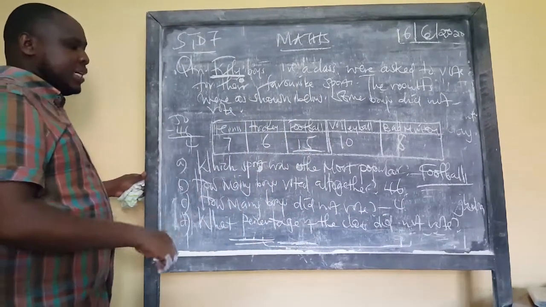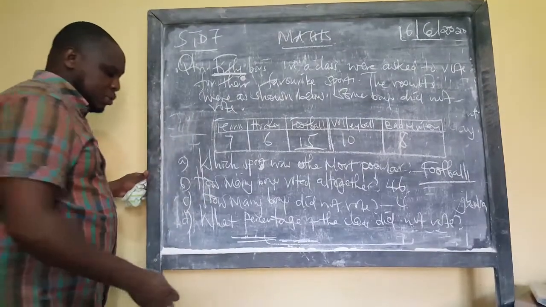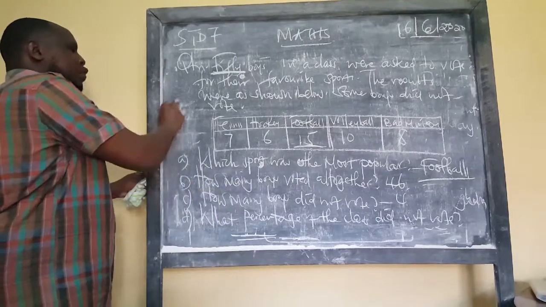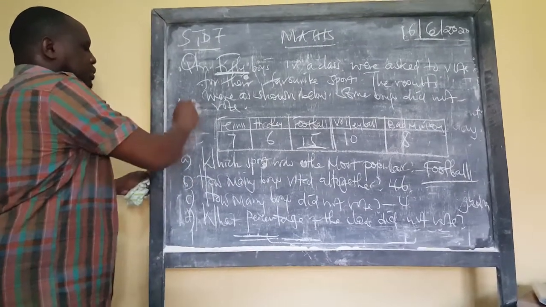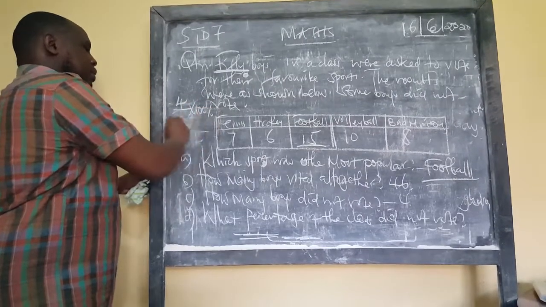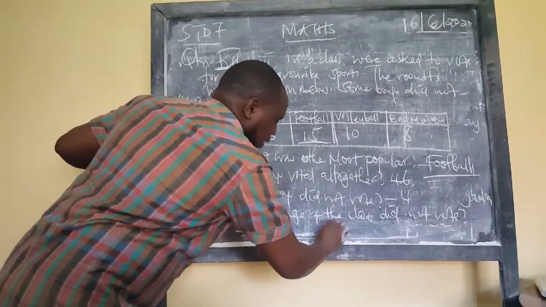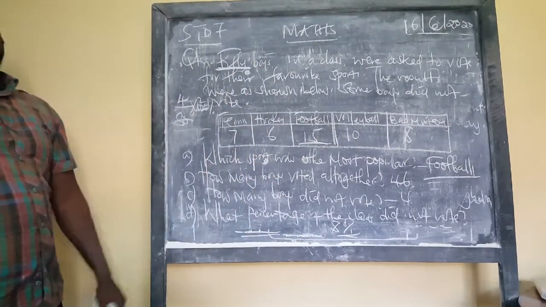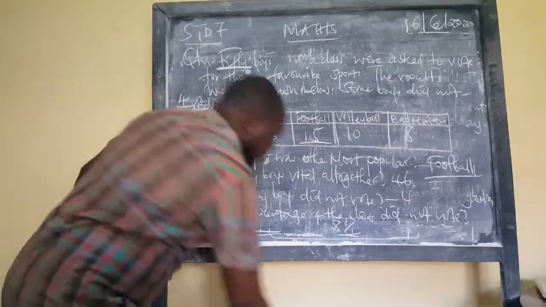Then, what percentage of the class did not vote? Learners, you remember what we did in percentages? For the percentage that did not vote, you get 4 out of the total. The total is 50, times 100%, which is going to be 8%. So that's how you interpret that question, and by just doing that you get all these questions right.